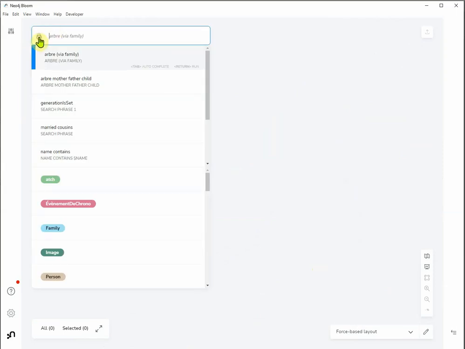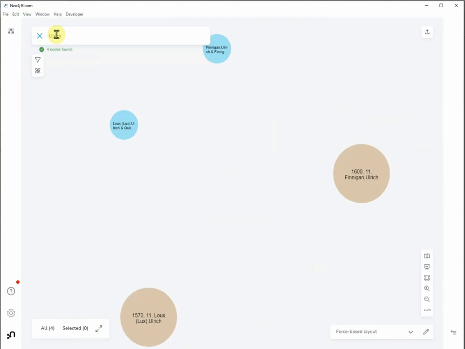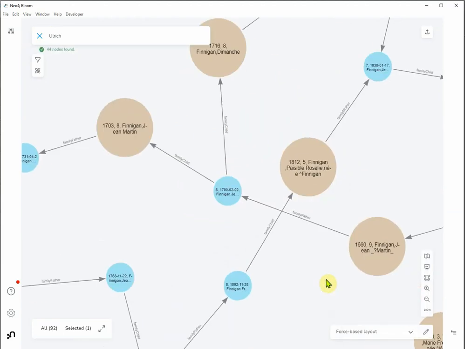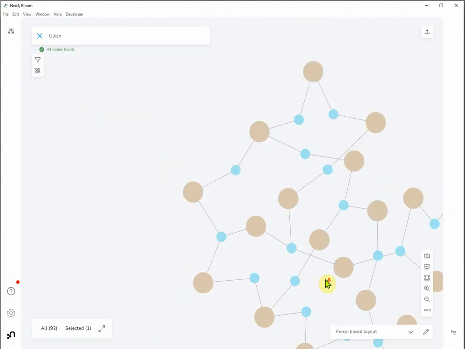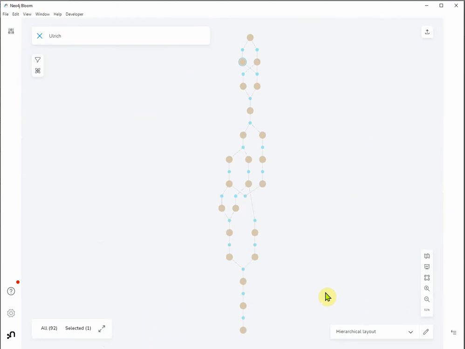Let's look at Ulrich, one of the oldest ancestors, found on one branch. With another scene action, we can display the direct line between him and me. The enclavement of the valley where these people lived probably is the explanation why both my grandfather's parents, as well as a whole bunch of people from the valley, descend from this same guy, Ulrich.